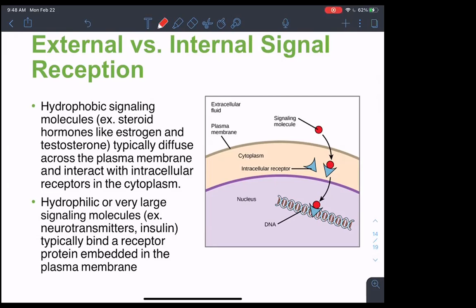Now, hydrophilic, which is water-loving, or very large molecules can't get through the membrane. They're like neurotransmitters, insulin, and they're going to typically bind to a receptor protein embedded on the outside. So this is an example of a signal molecule here that is hydrophobic because it is able to get through the membrane and bind to an intracellular receptor.